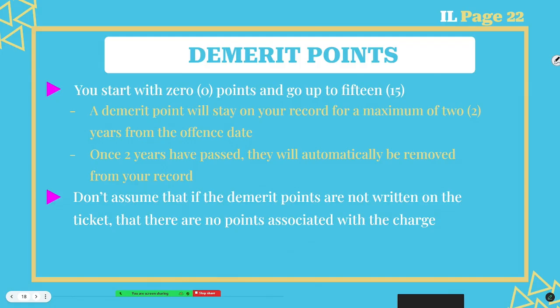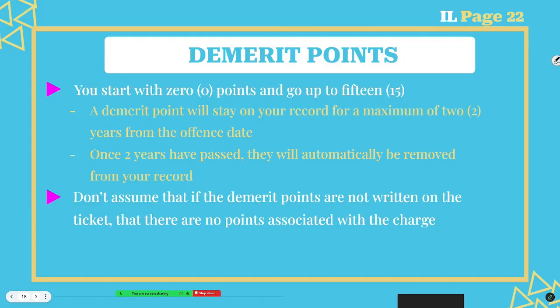Again, you start with 0. The maximum is 15. You go up to 15. Once you hit 15, there are some things that come along with it, even before then. And we'll break those down as we go through the lesson. It's important to note that a demerit point will stay on your record for a maximum of 2 years from the offense date. Once 2 years have passed, they will automatically be removed from your record.